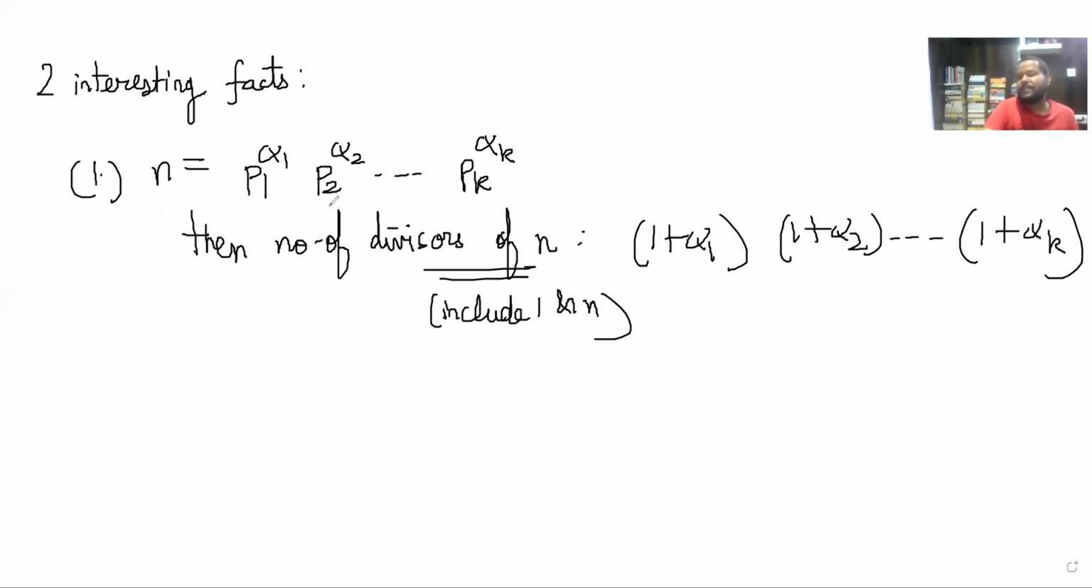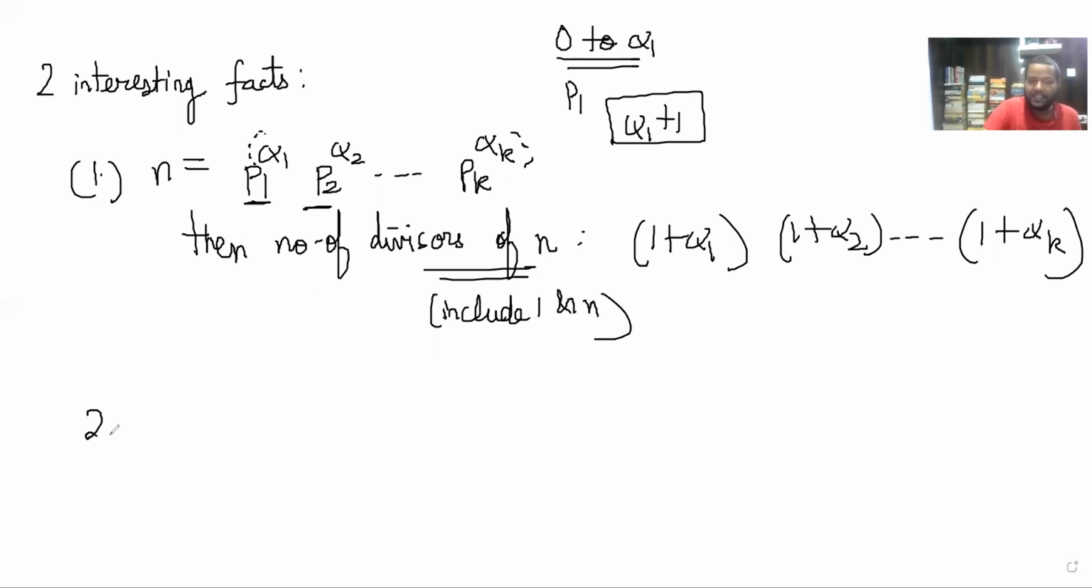The reason this happens should be clear by now. These are prime factors, so the powers of these can go from 0 to alpha 1. In any divisor, the power has to go from 0 to alpha 1 for p1. So there are alpha 1 plus 1 choices there for the first set. And then it is a product of so many k sets because we are making a k-tuple. So that is a straightforward result.